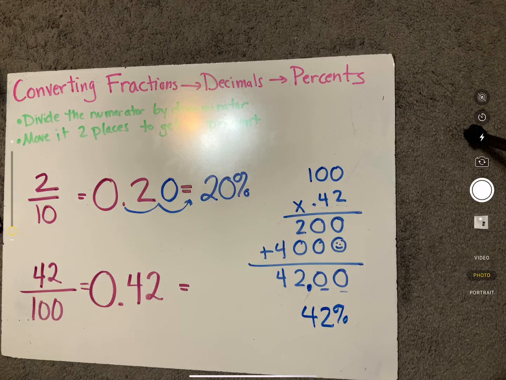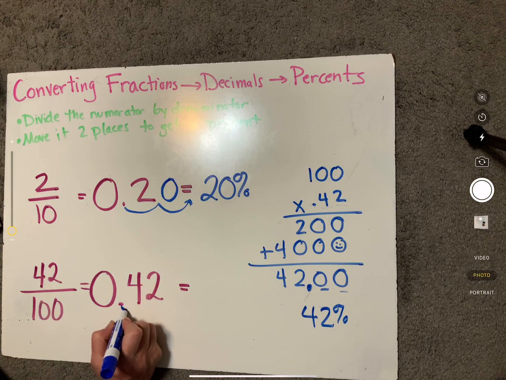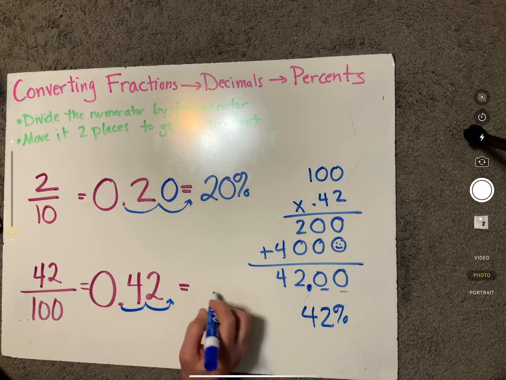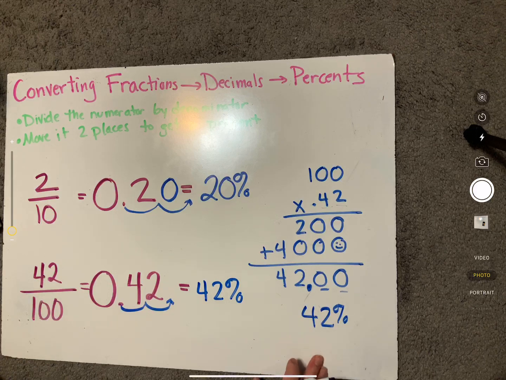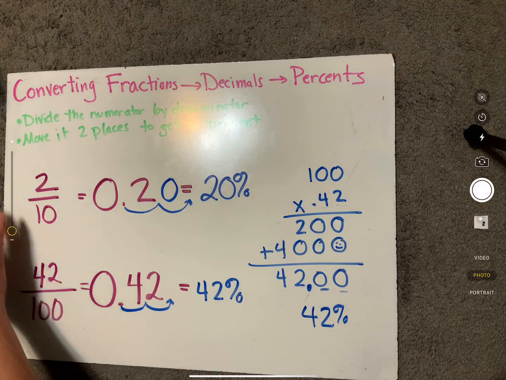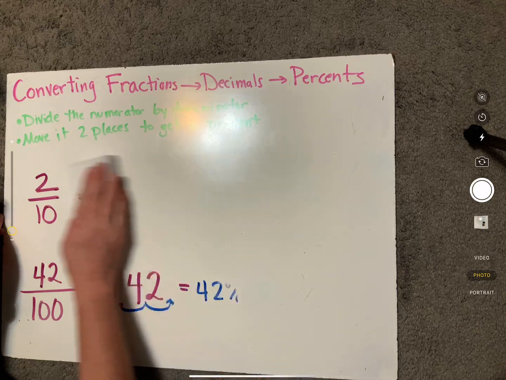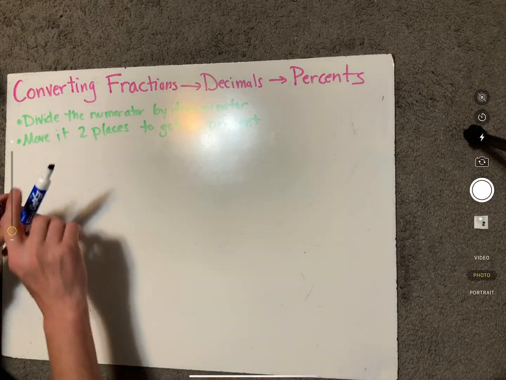But again, we don't have to do all of that, the calculations. We can just move 1, 2. And this is also 42%, right? So this is just showing you how we actually get to this 42%. But again, you can just bump that decimal 2 places over. Okay, so let's try a couple more.